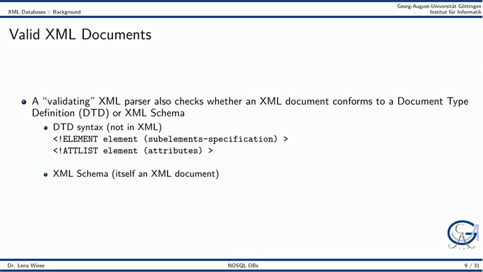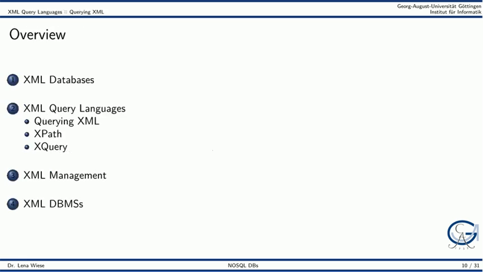In addition to well-formedness, we can also require validity of XML documents. We need a schema definition against which we can check validity. For XML documents, a schema definition can be given as a document type definition. Or the schema can be given by an XML schema document, which is itself an XML document.